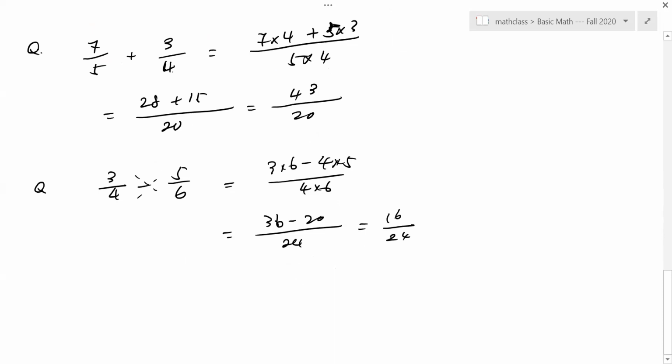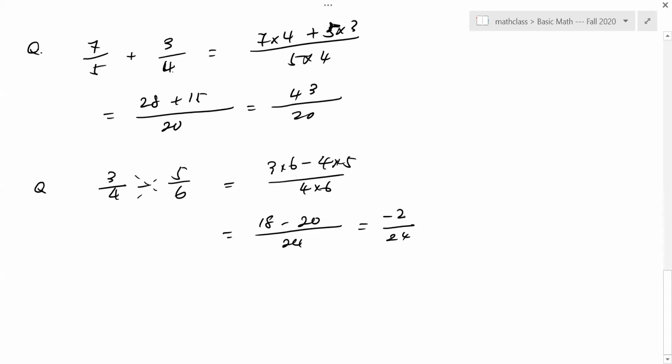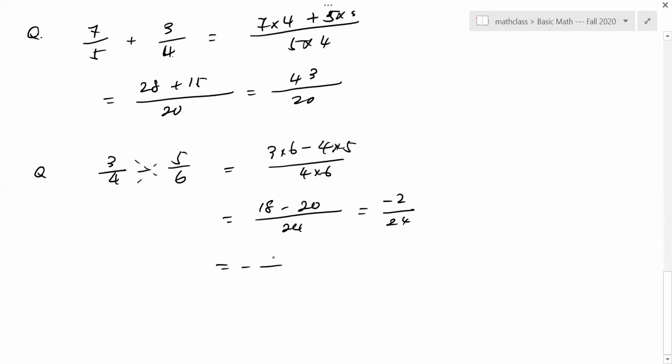Okay, now you can simplify. No, sorry, it's 3 times 6. So 3 times 6, yeah, I misread it. 3 times 6 is 18. 18 minus 20. Okay, so it's negative 2. And then after simplifying, it's negative 1 over 12.